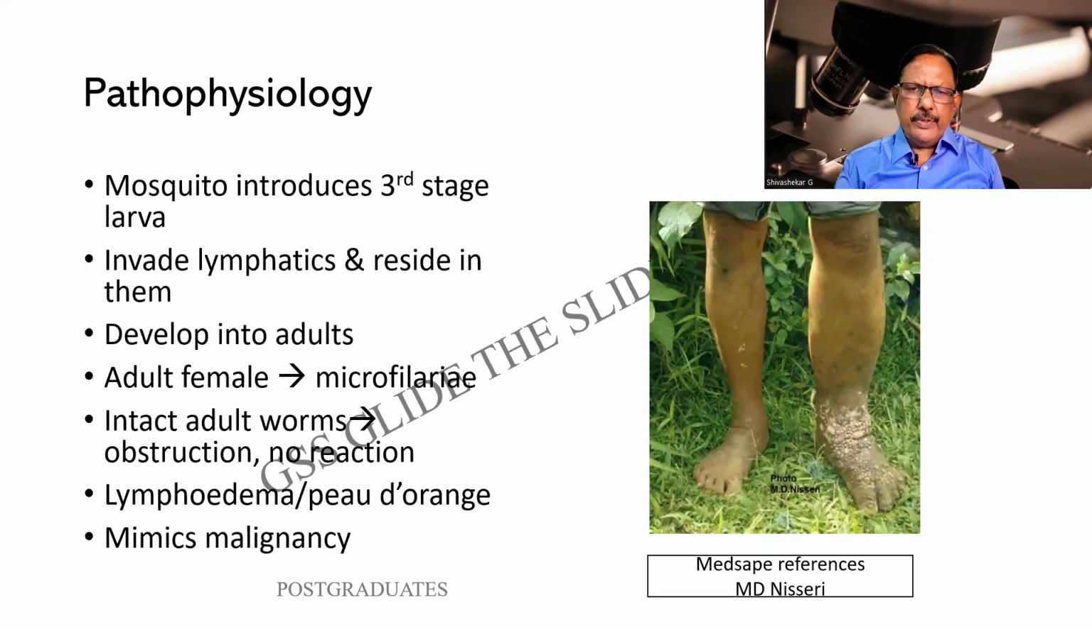But there can be an obstruction, perinodal fibrosis. Because of the fibrosis, there can be puckering of the skin. And if this were to occur in regions such as the breast, it can be mistaken for peau d'orange and it can mimic a malignancy. Generally, it is said that the patient is having a unilateral and non-pitting edema. Thanks to Nisari for this wonderful picture.